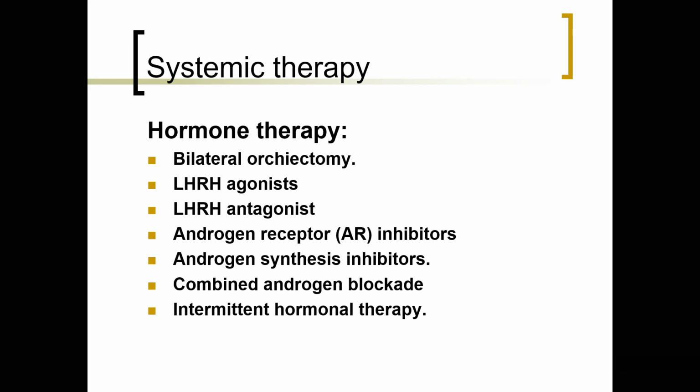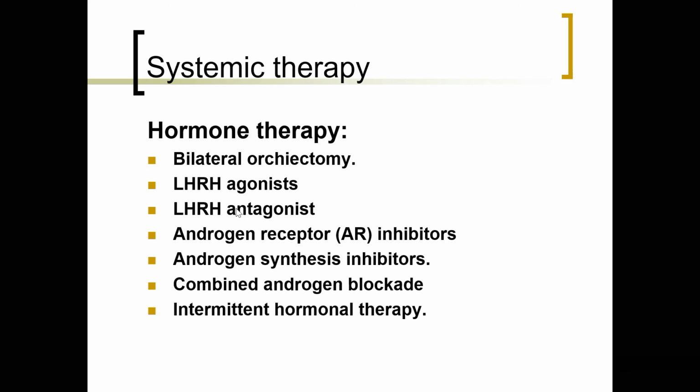LHRH agonists are injected or placed as small implants under the skin. Depending on the drug used, they may be given once a month or once a year. When LHRH agonists are first given, testosterone levels briefly increase before falling to very low levels. This effect is known as a flare. Flares occur because the testicles temporarily release more testosterone in response to the way LHRH agonists work in the body. This flare may increase the activity of the prostate cancer cells and cause symptoms and side effects such as bone pain if the cancer has spread to the bone.